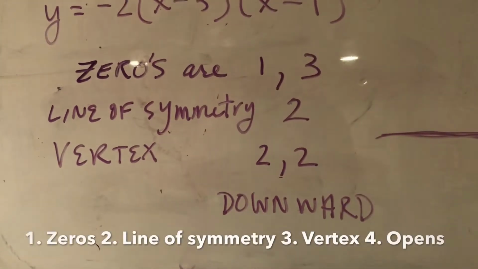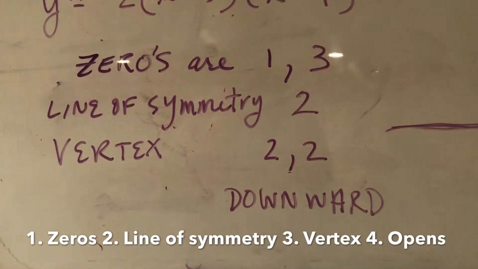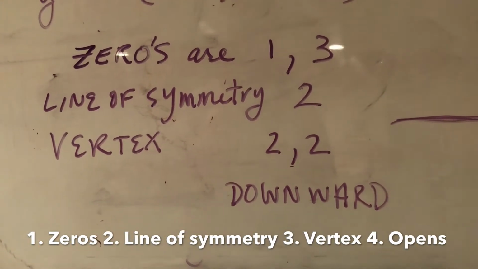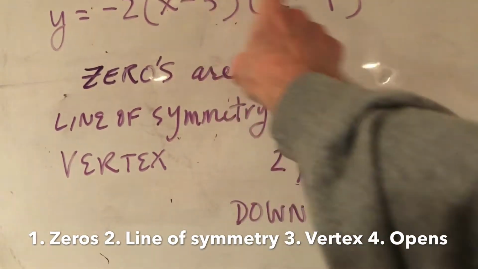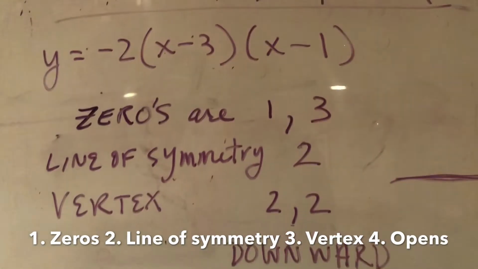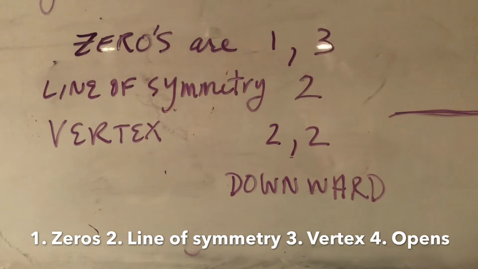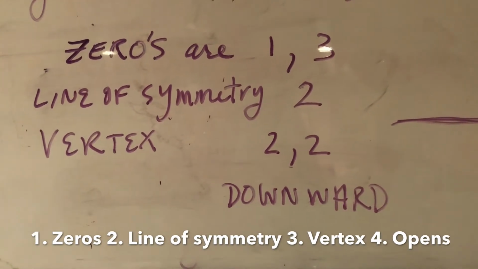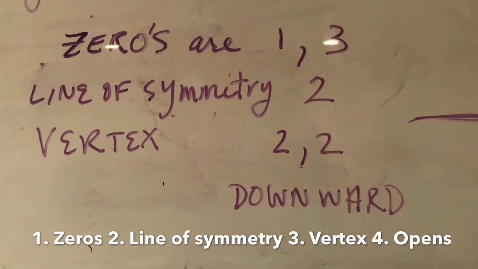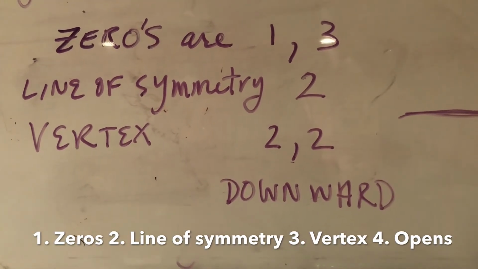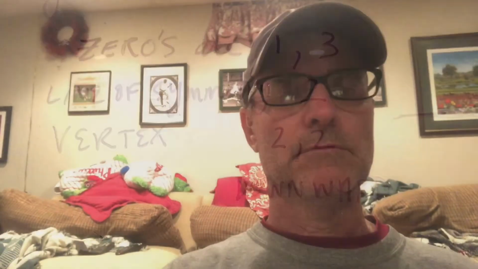Okay, so the four questions you're going to be asked in a little assignment that you'll have coming up are: what are your zeros? 1 and 3. They were the two things that made this 0 up here, the 3 and the 1. No particular order is necessary. The line of symmetry we found was 2. The vertex we found was (2, 2). And we see that the parabola trends downward. Those are the four questions you're going to have to answer.